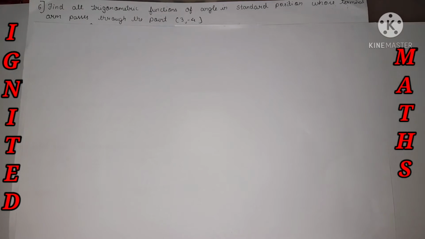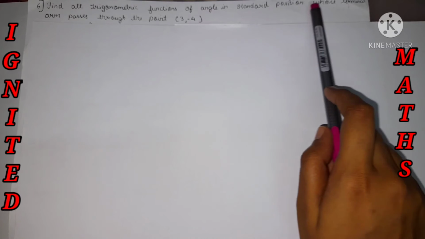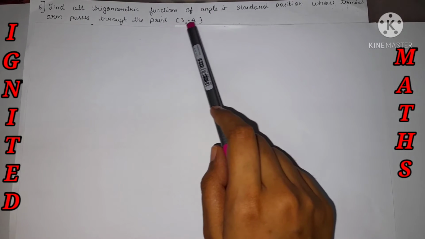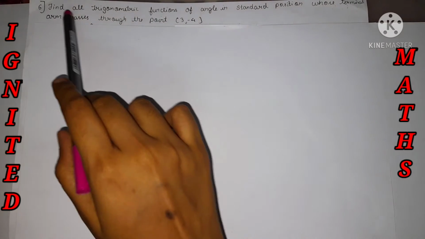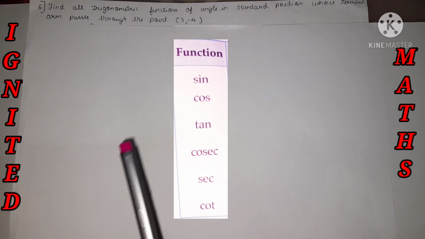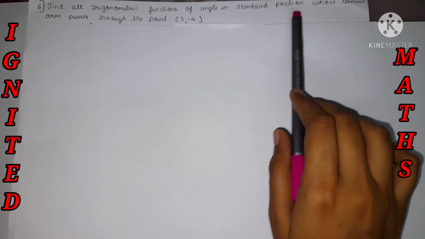The sixth question is given as: find all trigonometric functions of the angle in standard position whose terminal arm passes through the point (3, -4). Now we will separate each part of the question. Find all trigonometric functions, that is nothing but sine, cos, tan, cosec, sec, cot. In total there are 6 trigonometric functions of angles in standard position.